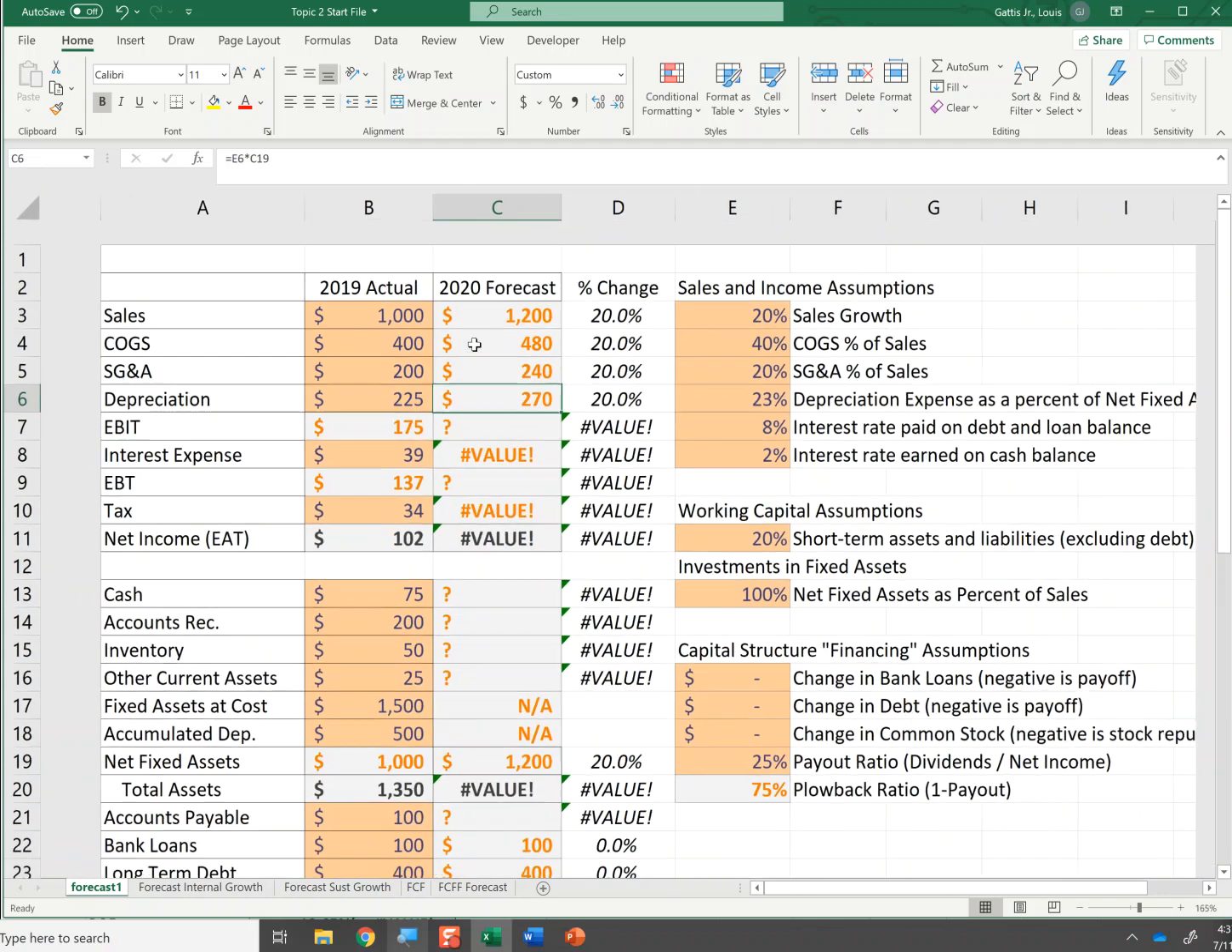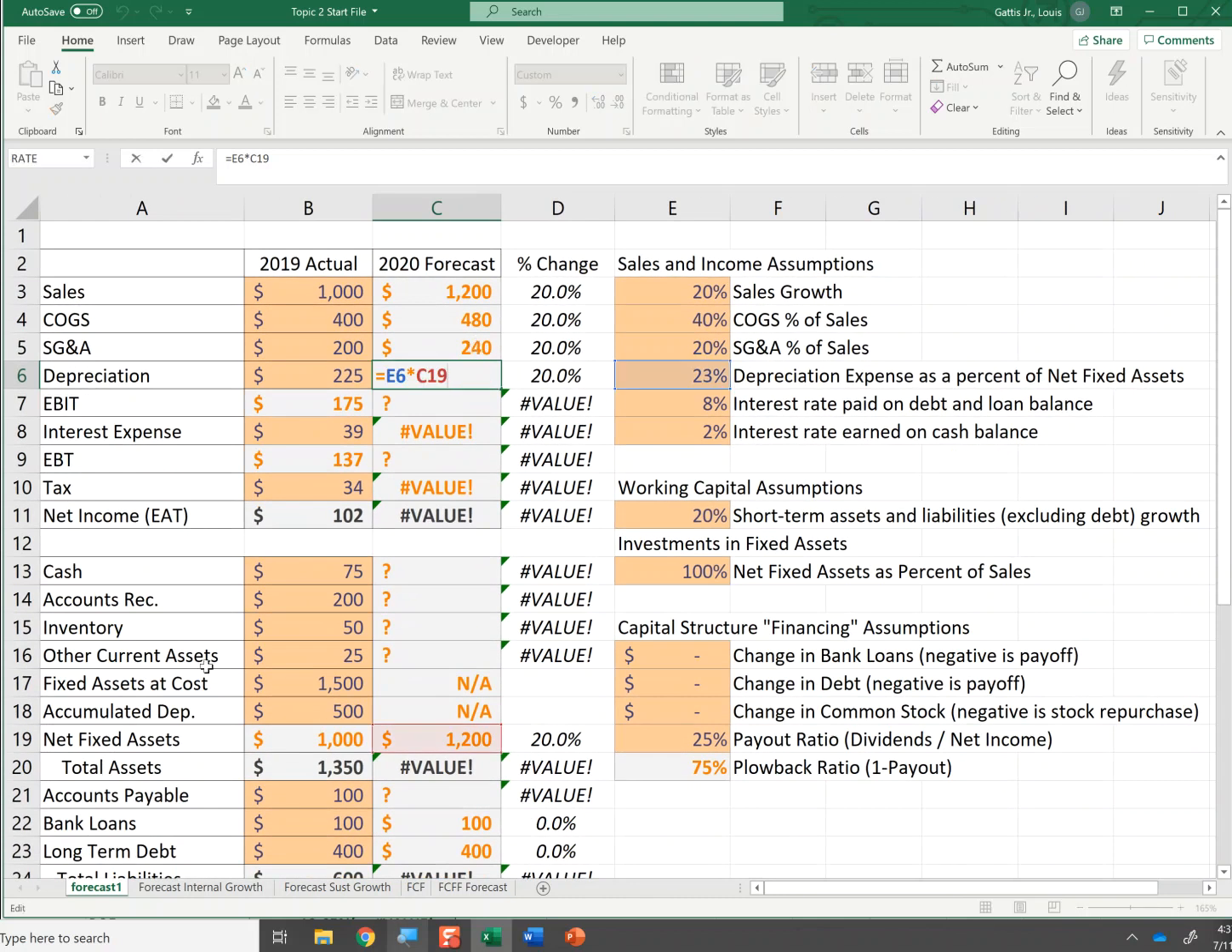Depreciation, well, I have an assumption that depreciation remains at 23% of net fixed assets, which it was the prior year. So if you look at that 22.5 divided by net fixed assets of the prior year, it's almost 23%. So I'm going to assume that whatever net fixed assets is, 23% is going to be depreciated in any one year. One way of thinking about that is you're depreciating about a quarter of your fixed assets per year, or a 4-year life. So now we have EBIT. I'll take my sales minus cost of goods sold minus SG&A minus depreciation. That gives me an EBIT of 210.